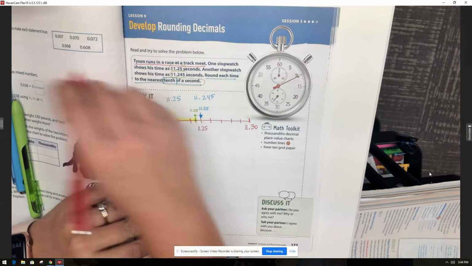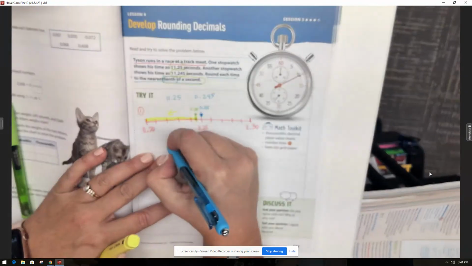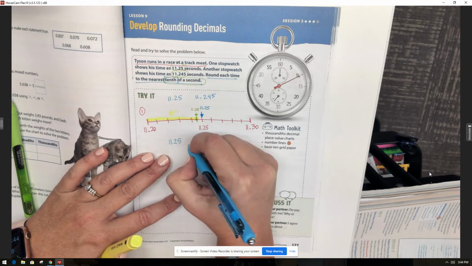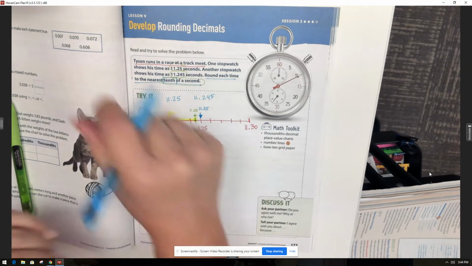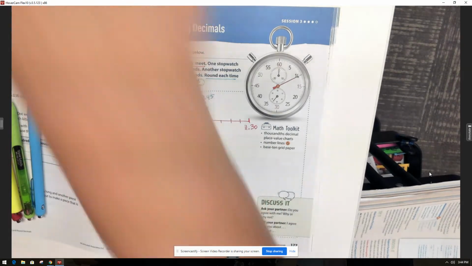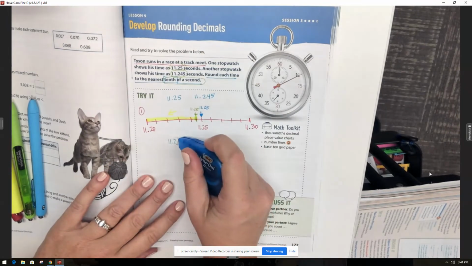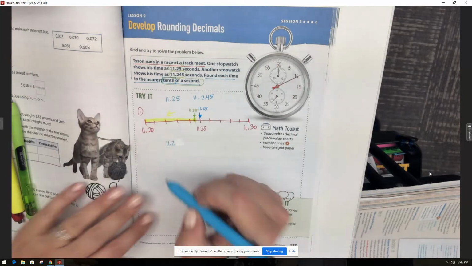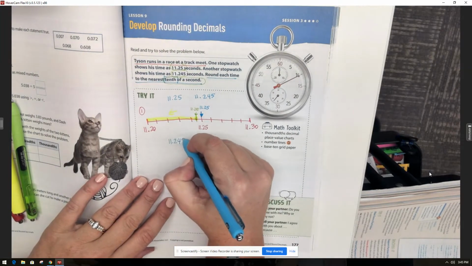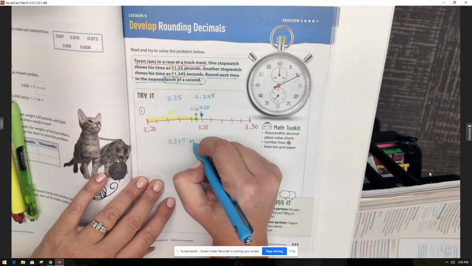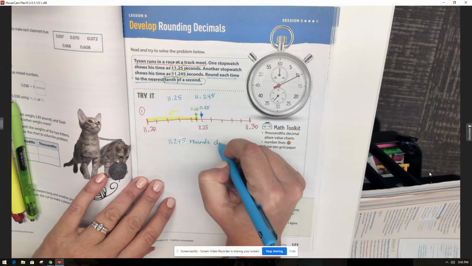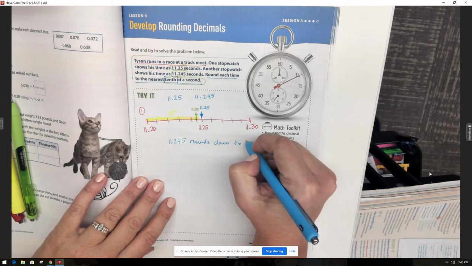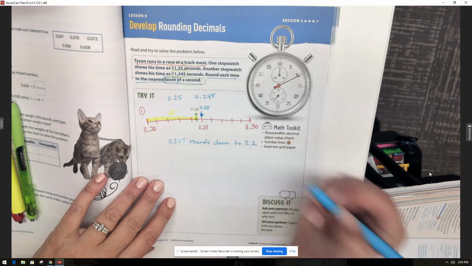So 11 and 245 thousandths rounds down to 11 and 2 tenths.